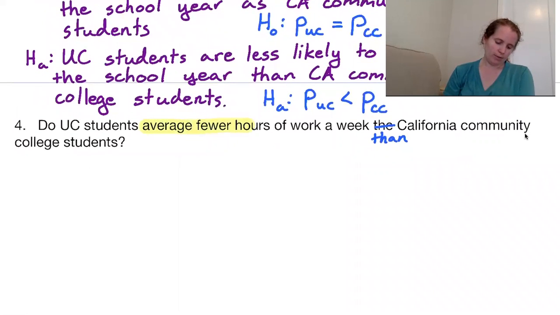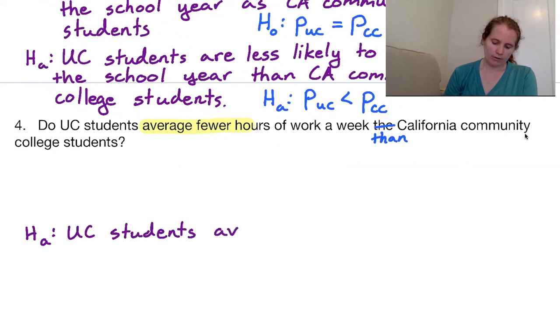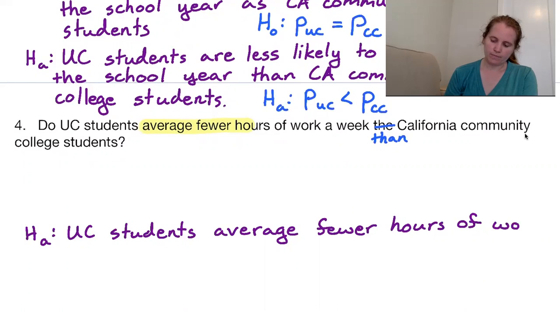Our alternative hypothesis would be that UC students average fewer hours of work a week than California community college students.